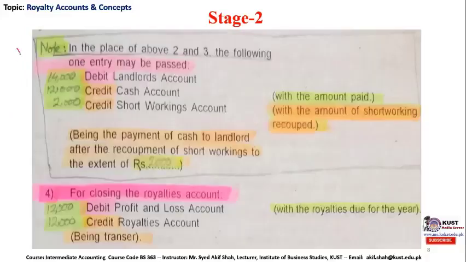Another way around, we can also merge the entry number second and entry third in the following fashion by simply writing down the total liability account, which is the landlord account. There is a decrease in the liability account of the lessee's books of account by 14,000. We had paid cash, and cash is an asset account. There is a decrease in cash account by 12,000, and then there was a subsequent temporary asset which was mentioned on the balance sheet of the lessee's account. Short working account, which is a temporary asset, has been reduced by 2,000, so we can also merge the second and third entry.